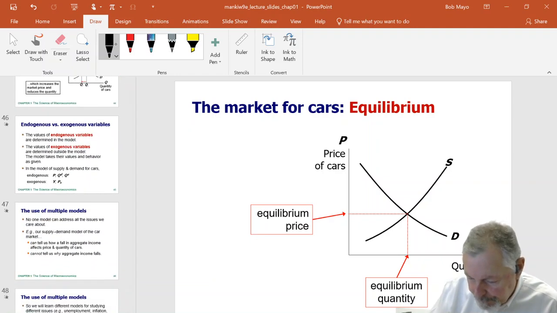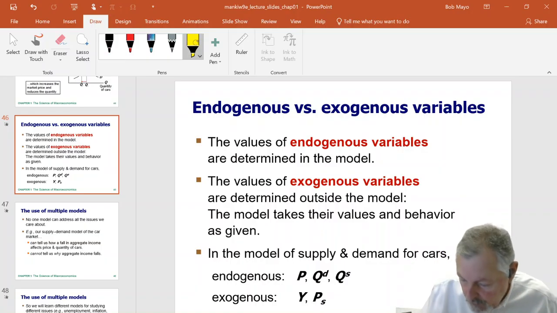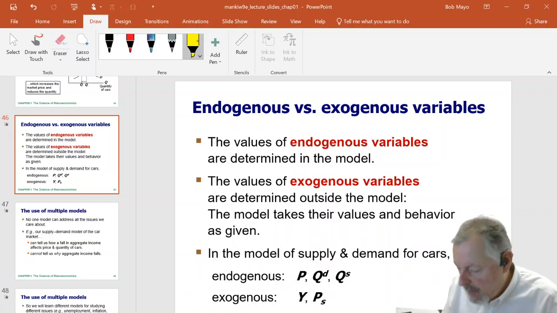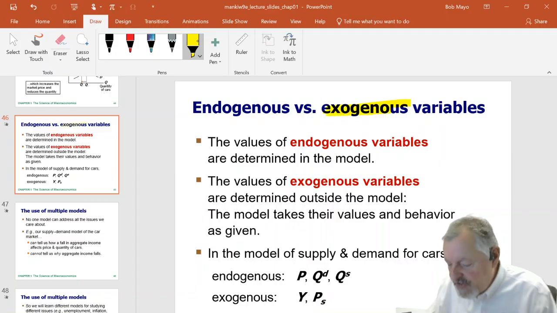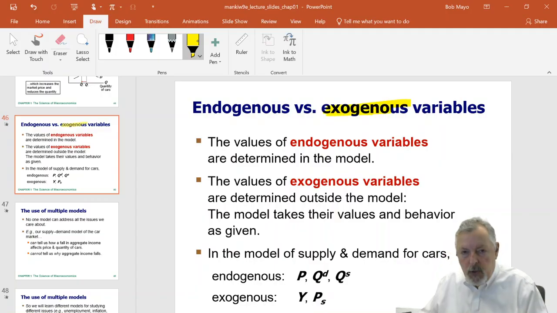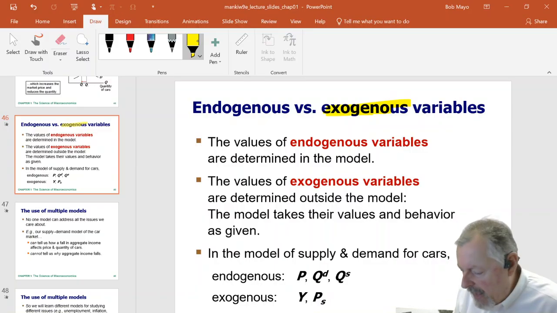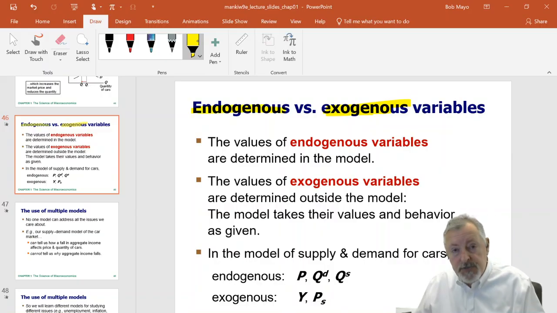In a model, you're going to have endogenous variables and exogenous variables. What's the difference? An exogenous variable is one that is an input to the model. It's taken as a given. Endogenous variables are determined from within the model.